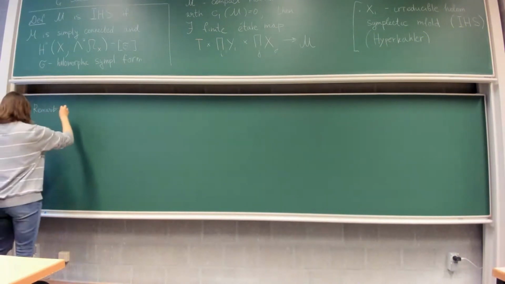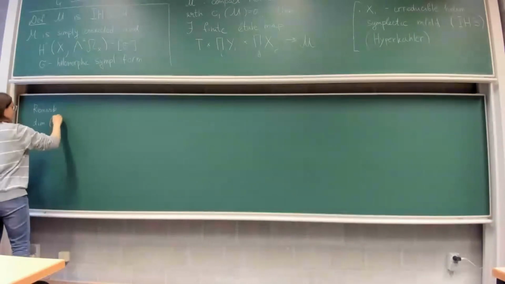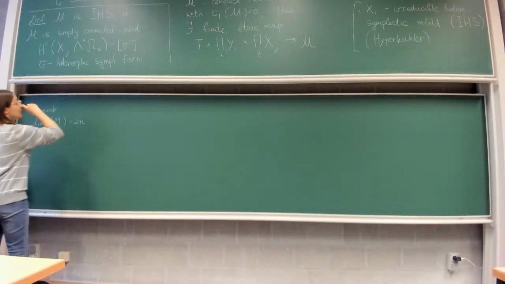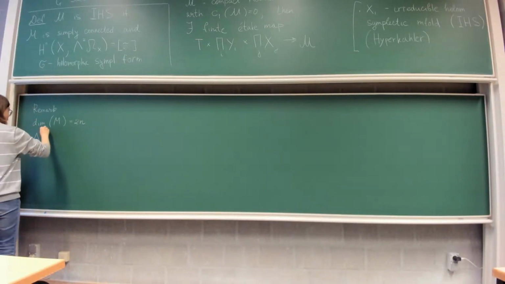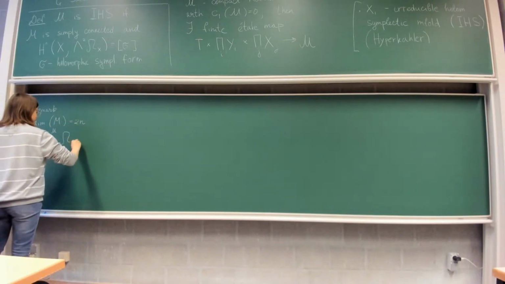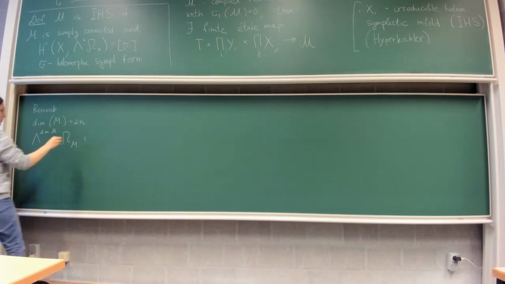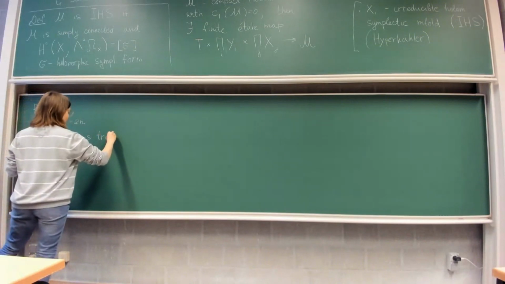Some easy remarks: the dimension of M is even, and the top exterior power of the holomorphic forms on M is trivial, so the canonical bundle is trivial.